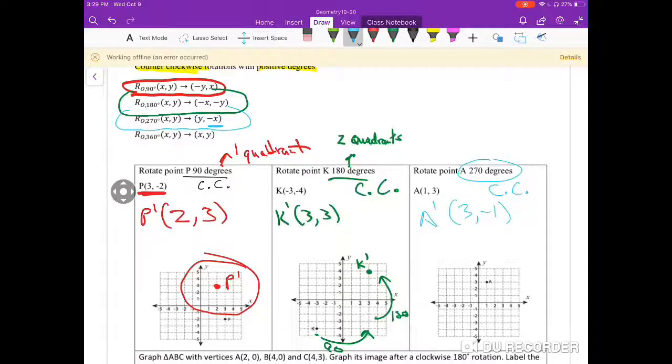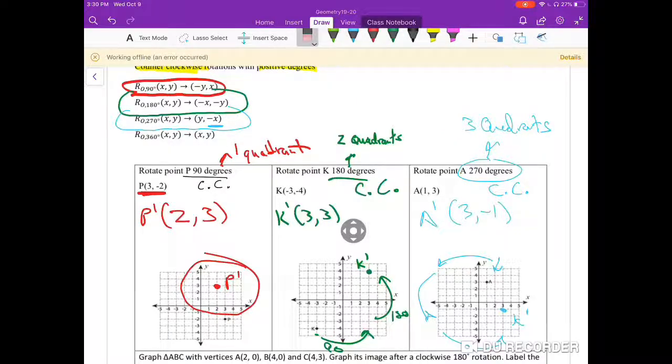And again, if 90 was 1 quadrant, 180 was 2 quadrants, then 270 is going to be 3 quadrants. So it started here. So I'm going to go 1 quadrant, 2 quadrants, 3 quadrants. So this is where my point should wind up. It should wind up over here if I did my formula correctly. So if I go to 3, negative 1, that's K prime. I definitely did my formula correctly. It moved 3 quadrants counterclockwise. So I know that that's kind of my final standing point.